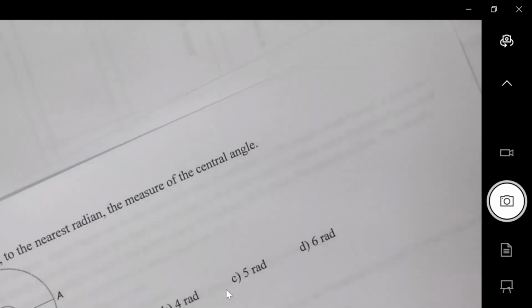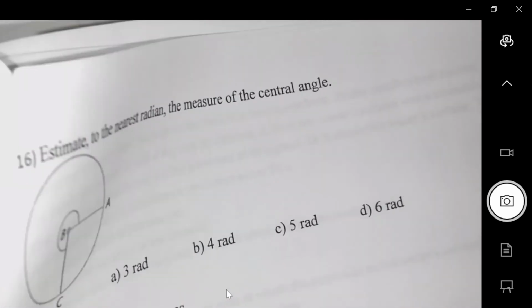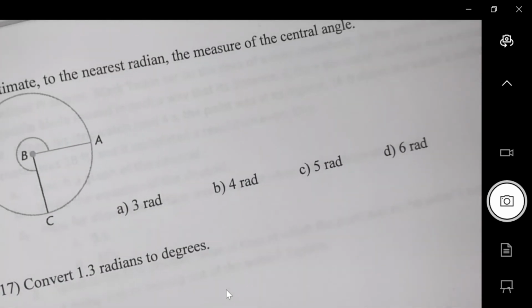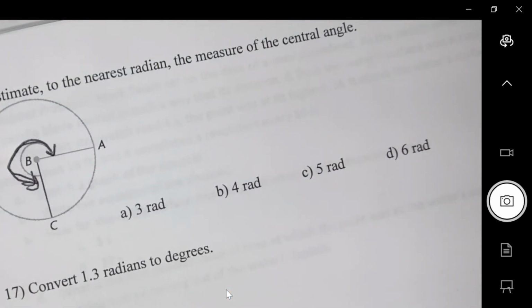Okay, I think we're going to quickly do the next page, and then I have to stop talking because this is an hour long already. Okay, estimate to the nearest radian the measure of this. Any guesses? What do you think? What do you want to do here? Do you want to talk about degrees and then convert it? We can do that. How many degrees does your brain say that is?